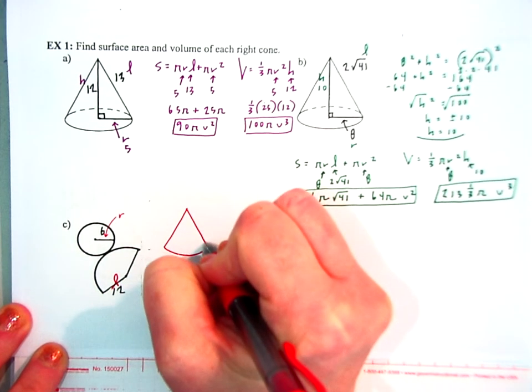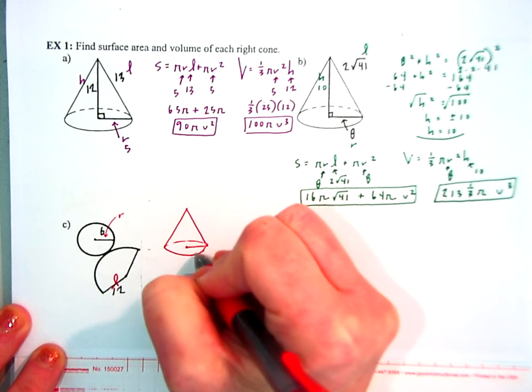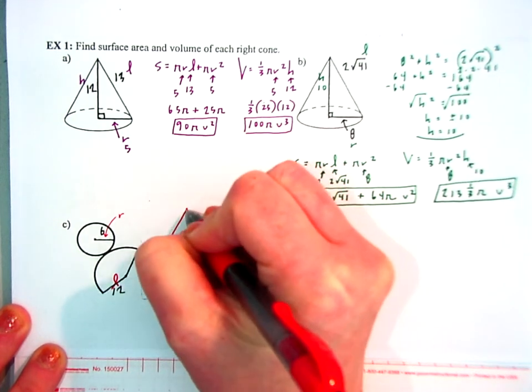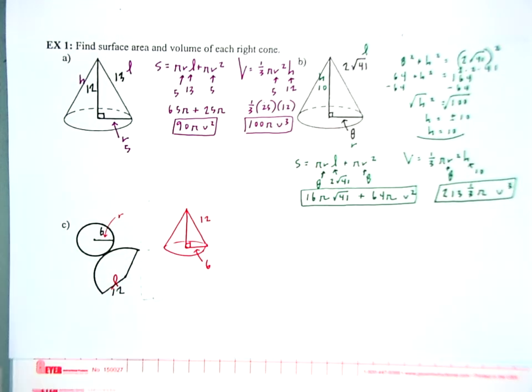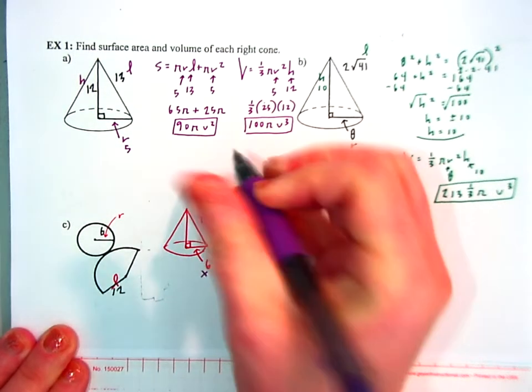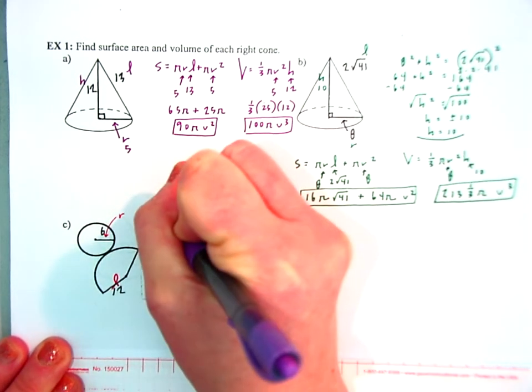So right now I have my cone where I know that my radius right here is 6 and my slant height is 12. And I know that I'm going to need my height for the volume. So this is what I have so far. Hopefully we recognize that's a common 30, 60, 90 triangle pattern. So I can see that this is x and this is 2x. So right here would have to be x root 3.